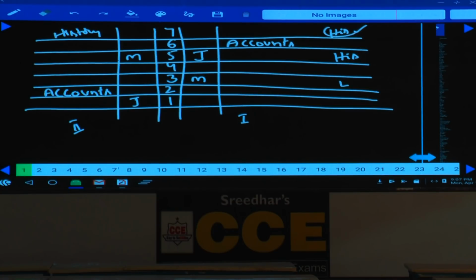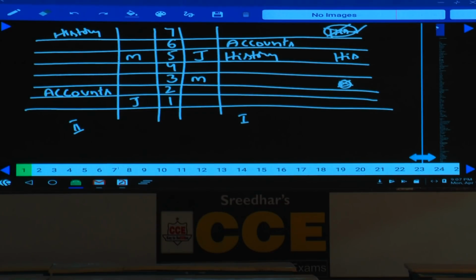If you take history at this place, then L must be on the 3rd floor. But M was already there on the 3rd floor, which implies that history cannot be here. History cannot be here, L cannot be here. Then what is the other possibility left for history? History must be on the 5th floor.